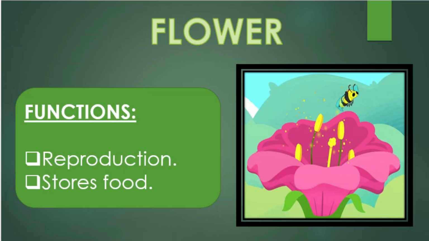The most important function of flower is reproduction. We all know that flower develops into fruit which contains the seed. And the second important function of flower is that there are few plants that store their food in their flower. For example, cauliflower and broccoli.